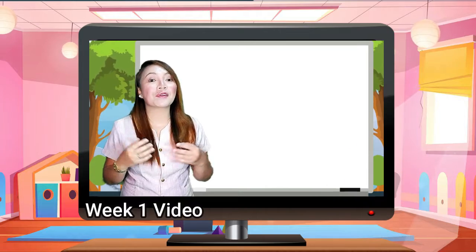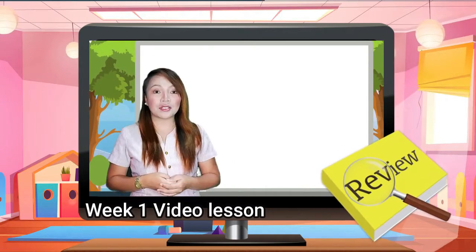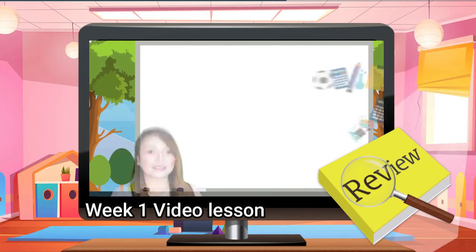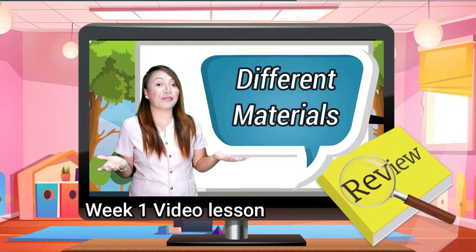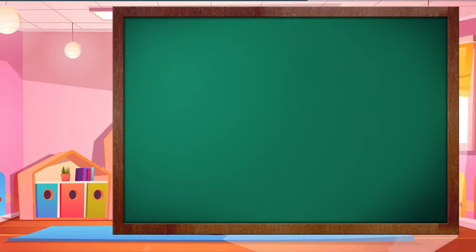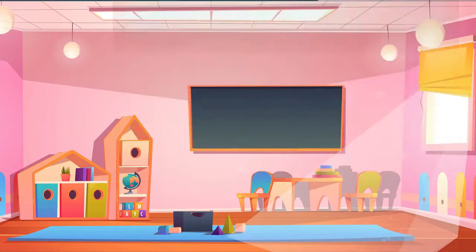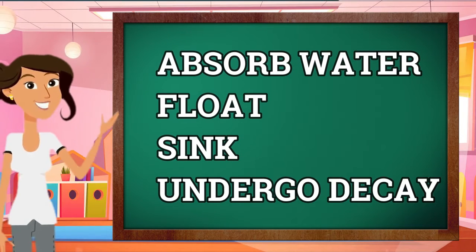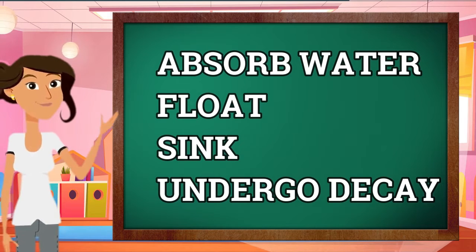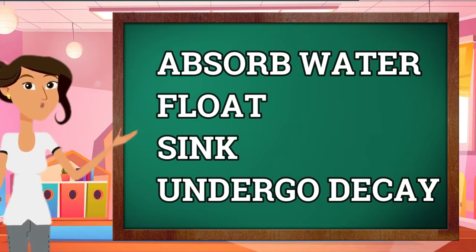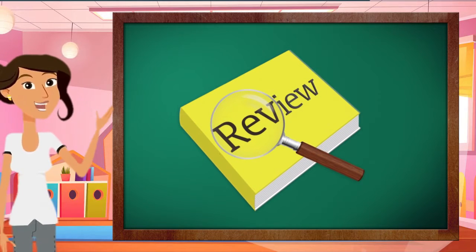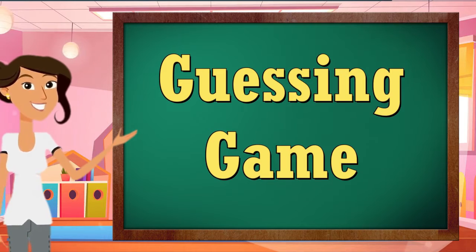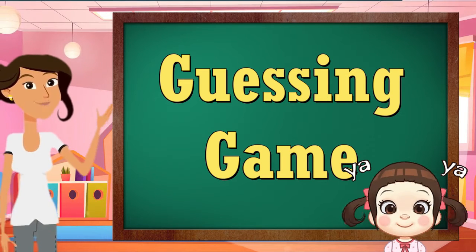Every day, you use different kinds of materials, such as your books and school supplies, the food that you eat, the tools you use. All of them are made of different material. Last time, we talked about the ability of materials to absorb water, float, sink, and undergo decay. Now let us test if you really remember and understood our lesson by playing this guessing game. Are you ready? Let's begin.